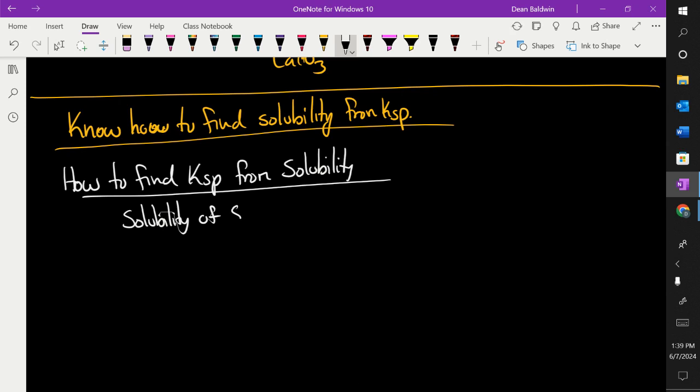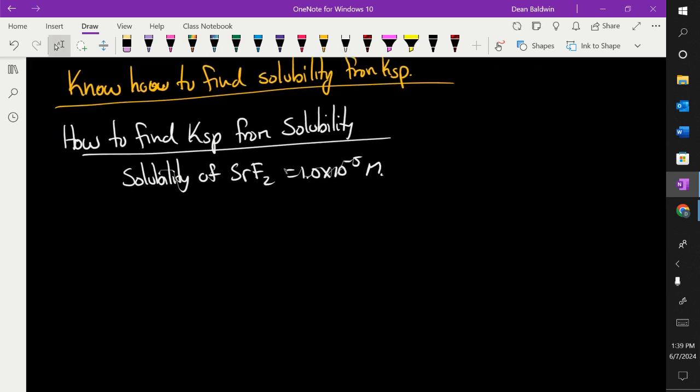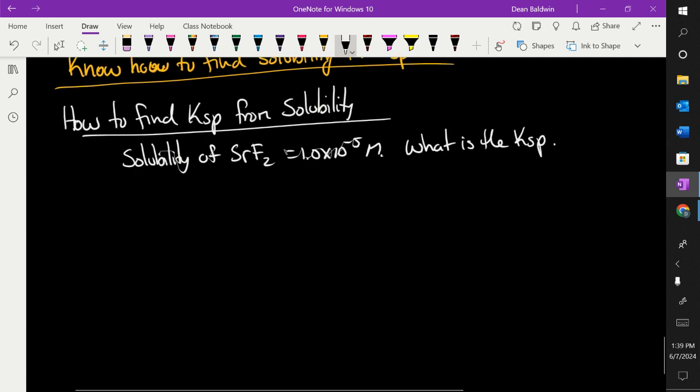The solubility of strontium fluoride is 1.0 times 10 to the minus 5 molar. What is the Ksp? So we write out the reaction.